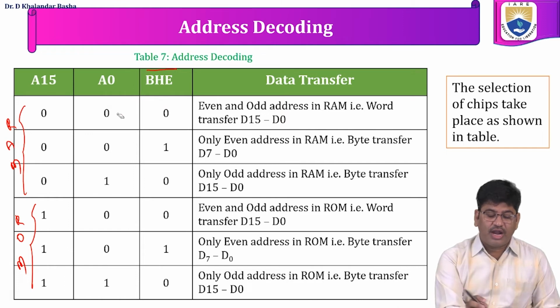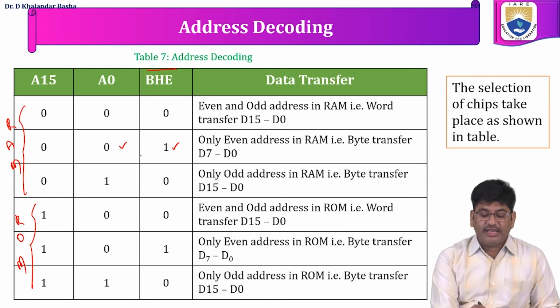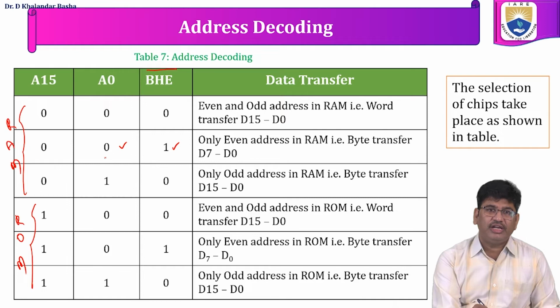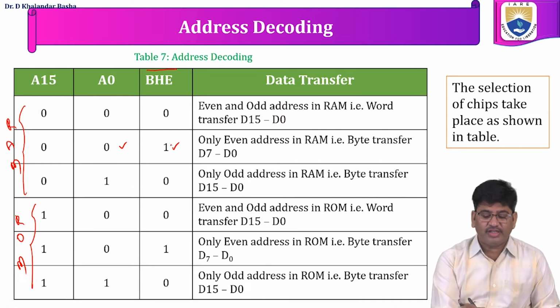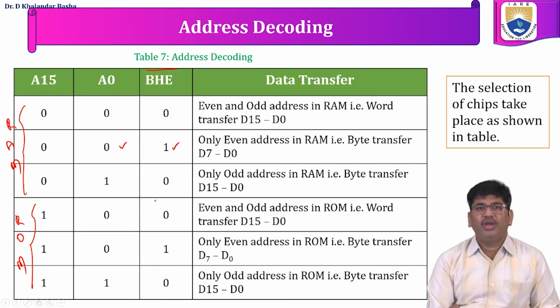If A0 and BHE bar are 01, then it is an 8-bit data transfer. If you observe, A0 is 0, which indicates the even address space, and BHE bar is 1, which indicates the lower 8 bits. So whenever A0 BHE bar is 01, the data transfer is only from the even address in RAM, that is a byte transfer on the lower bits D0 to D7.